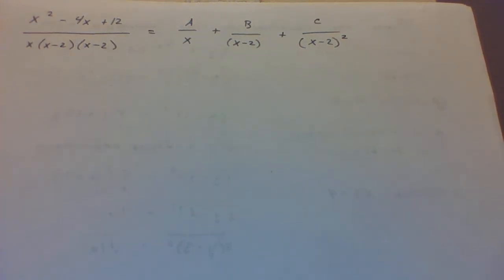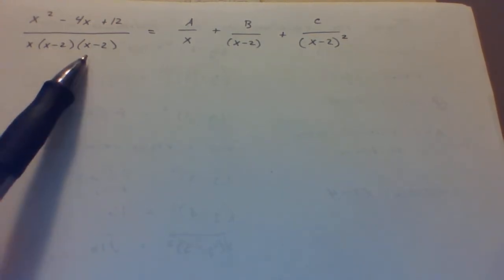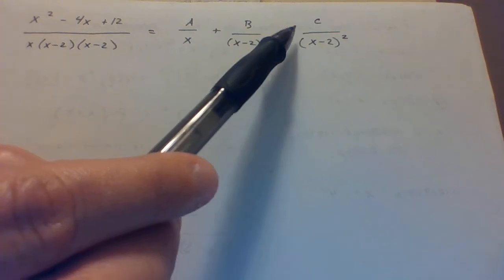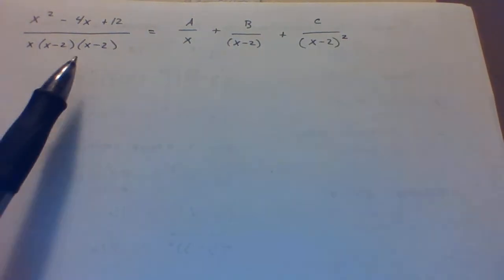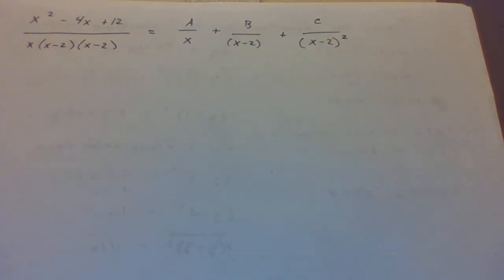And for my third fraction, I have to account for the fact that this is a factor that repeats. So I'm going to have the fraction c over x minus 2, this time the quantity squared, because I see that it appears twice. Now we can go ahead and start solving for our a, b, and c values. Remember that we want to get rid of our denominators, so we're going to multiply both sides of this equation by our denominator here, x times x minus 2 times x minus 2.